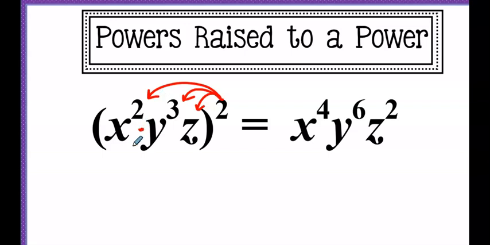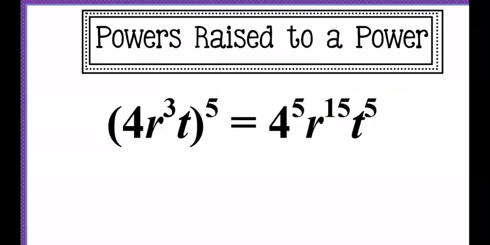So x squared is a factor, 2 times 2 is 4. Y to the third is a factor, 2 times 3 is 6. And z is its own factor. And you don't see its power, but there's an invisible 1 there. And 2 times 1 is 2. Remember, you keep the base the same, and you multiply the powers. Every factor has a power, even if you can't see it.